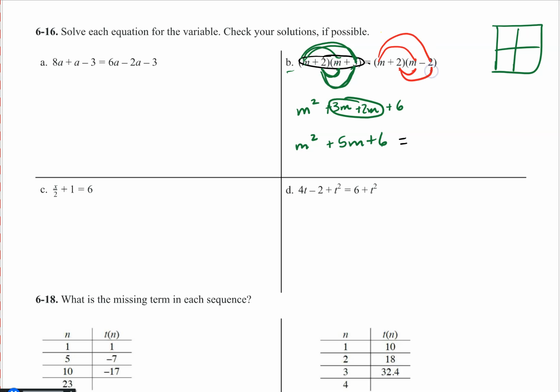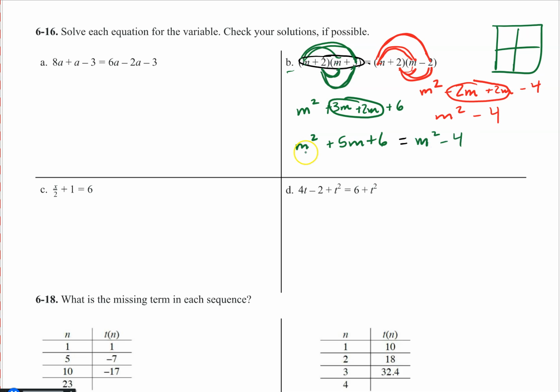So let's use FOIL to simplify it out. M times m, m squared. M times negative 2, that's negative 2m. Positive 2 times m, that's plus 2m. And then 2 times negative 2. Positive times a negative, so it's negative 4. When you combine like terms here, that's a zero pair. Negative 2m plus 2m is 0, so it's just left with m squared minus 4. So in my equation on the right hand side, I have m squared minus 4.